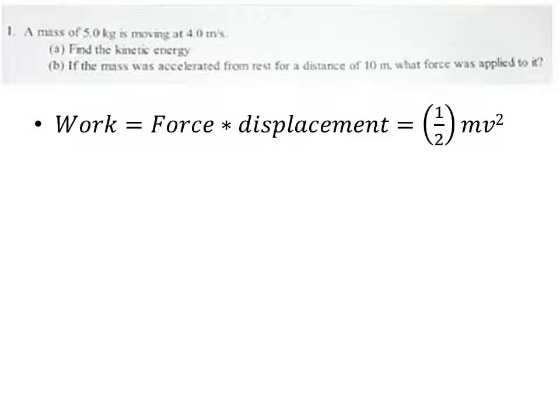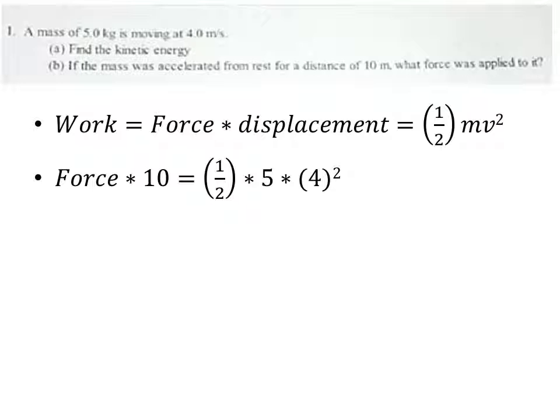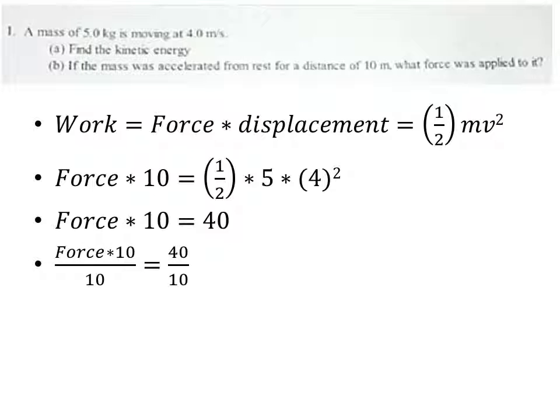So in order to find the force that was applied to it, we already know that the displacement was 10. So we just need to substitute some things. So the force times 10, which is the displacement, is equal to 1/2 times 5, which is the mass, times 4, which is the velocity, squared. So 1/2 times 5 times 4 squared is equal to 40. So force times 10 is equal to 40. Next, we divide both sides by 10. So force is equal to 4 newtons.